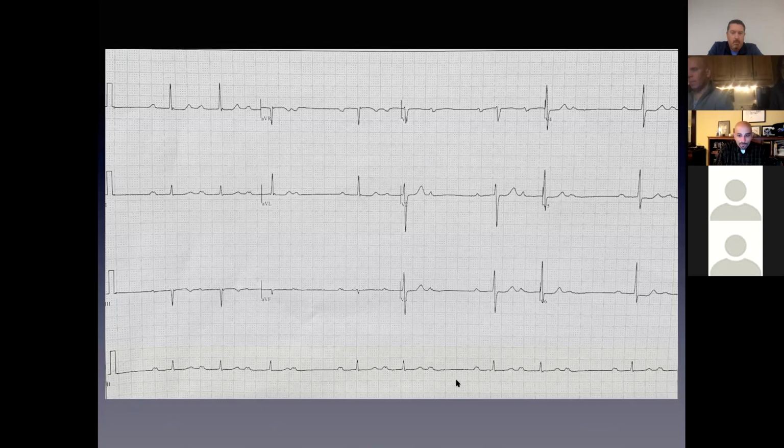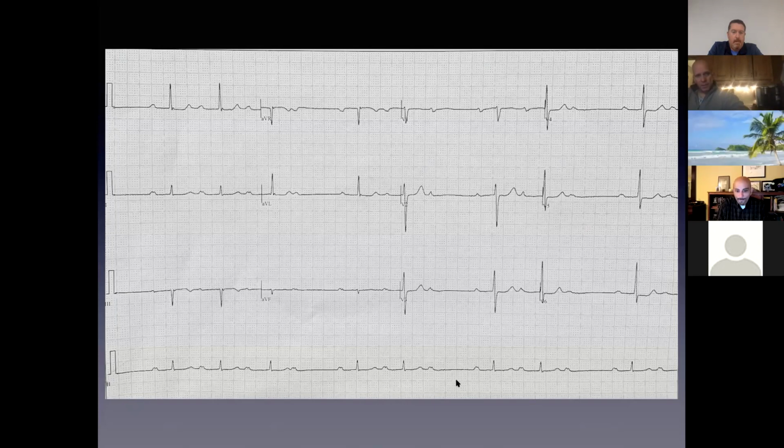Probably the bottom rhythm strip is the best one to look at. Do we have more P's and QRSs? We have more P's and QRSs, right? Are the QRSs grouped or are they regular? They're grouped. So it's got to be a second degree block. And yes, it's a Wenckebach block. So you have long, longer, longer, drop; long, longer, drop; long, longer, drop. So this is Wenckebach block.